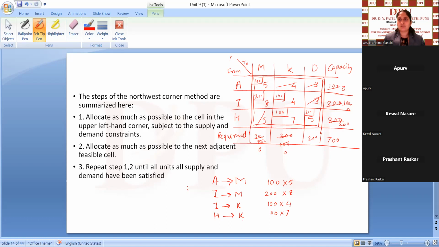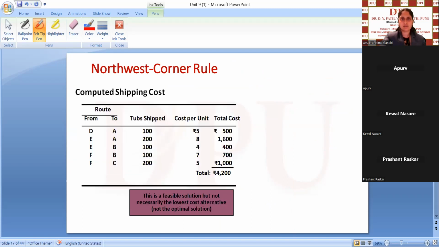And Hyderabad to Delhi, the cost is 200 into 5. If you do the total of this, you can calculate the total cost. We have already calculated it here. The total is 4,200. So this is the feasible solution.